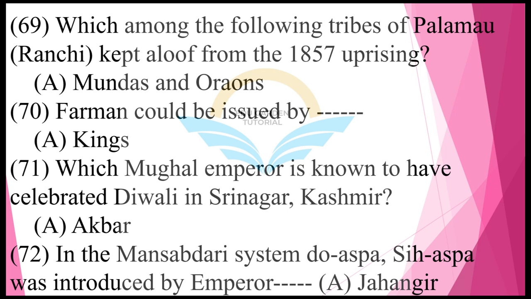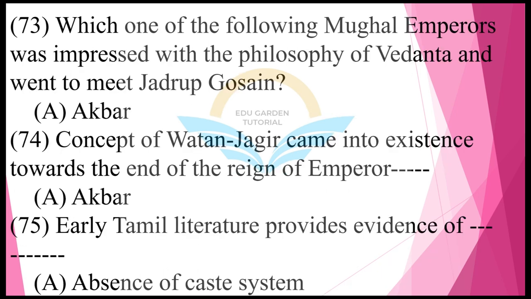And then next one. In the Mansabdari system, the Asba, Sihaspa was introduced by emperor? Answer is Jahangir. Question number 73. Which one of the following Mughal emperors was impressed with the philosophy of Vedanta and went to meet Jadrup Gosain? Answer is Akbar.